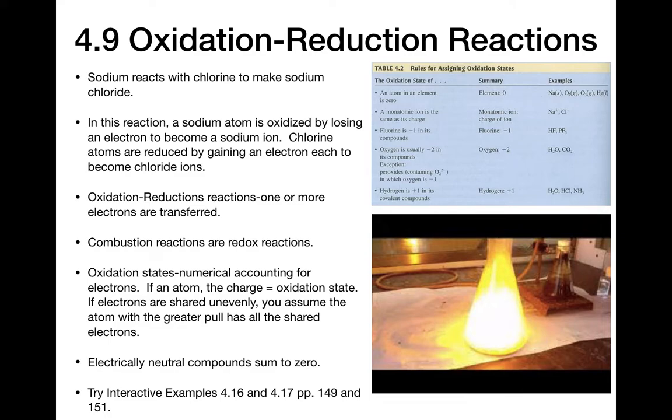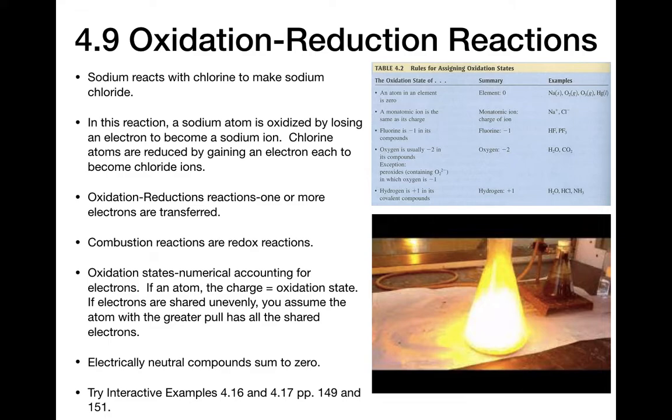So some basic rules for assigning oxidation state: any free atom, any free element that is not a compound, the oxidation state will be zero. Any monatomic ion, such as Na plus or Cl minus, the oxidation state will equal the charge of the ion. Fluorine is the most electronegative element, so whether it's sharing electrons or an ion, fluorine is always going to be -1.